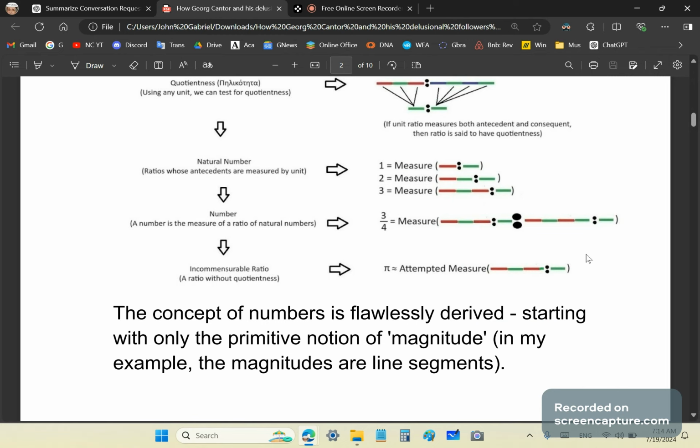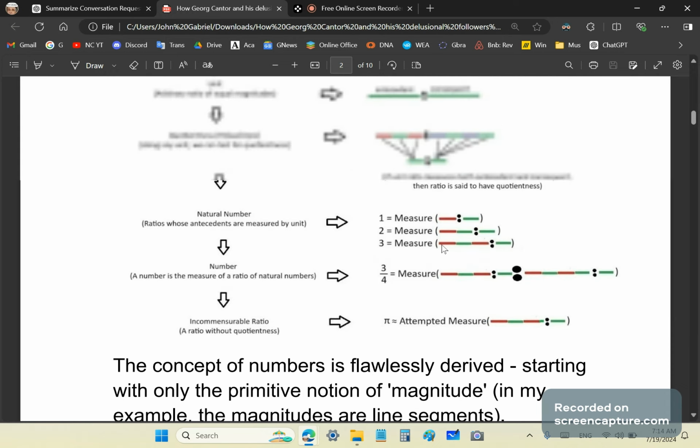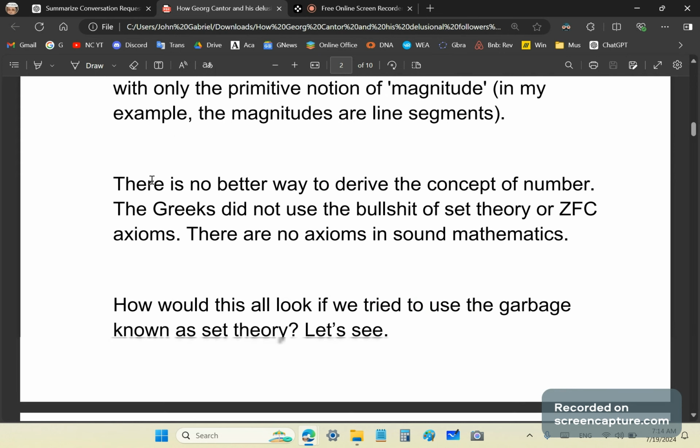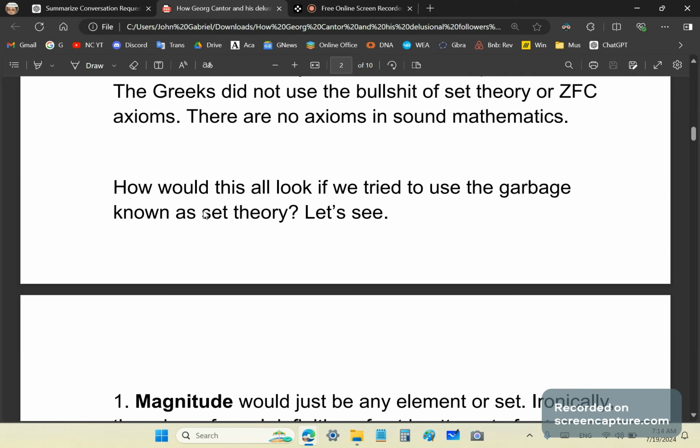So the constant pi is an attempted measure, and it fails because there is no magnitude that measures both the antecedent and the consequent. Starting with only the primitive notion of magnitude is the way we define numbers, and I've shown you in 6 simple steps that is the case. Now, there is no better way to derive the concept of number, and there are no axioms in sound mathematics.